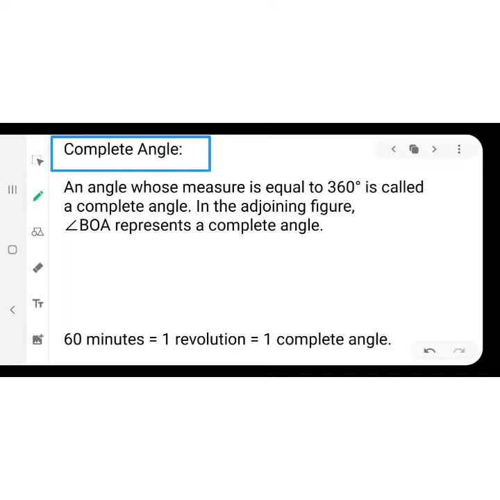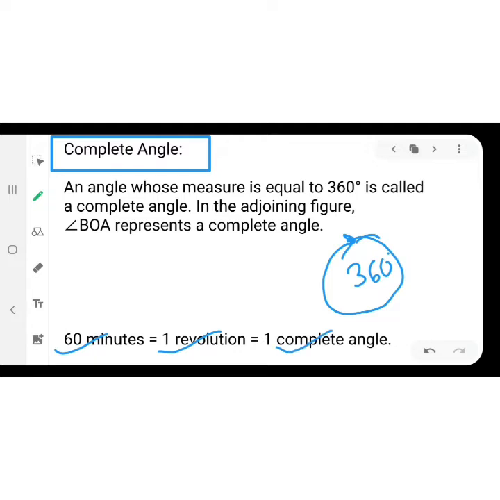Now the next is the complete angle. An angle whose measure is equal to 360 degrees. Suppose this is the starting point, and it starts and makes a complete circle, reaching the same point. This forms an angle of 360 degrees. In the adjoining figure, you can find that BOA represents a complete angle. In a clock, 60 minutes equals 1 revolution, and that equals 1 complete angle.